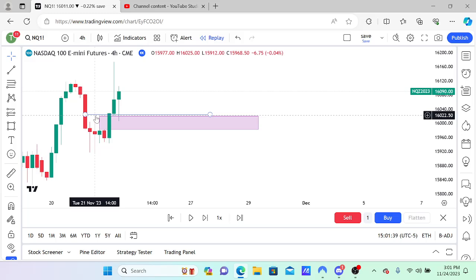You can still execute on the 1 minute and the 5 minute, but whenever you have these reactions off of these higher time frame points of interest, it's much better, higher probability. And of course, if you could exercise enough patience to solely wait for reactions off of higher time frame points of interest, I mean, you can make a killing. You can make an absolute killing.